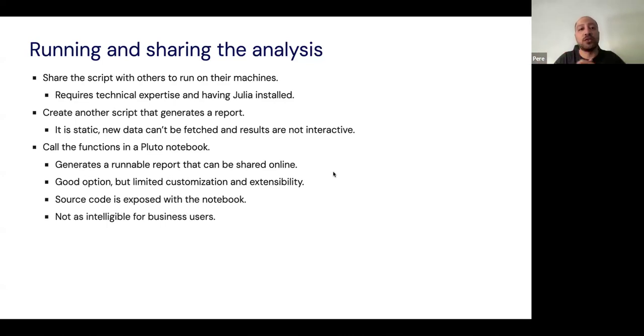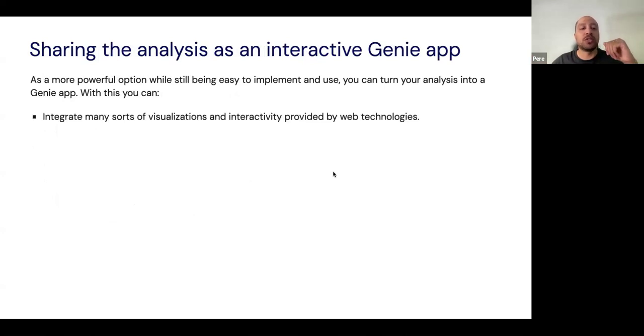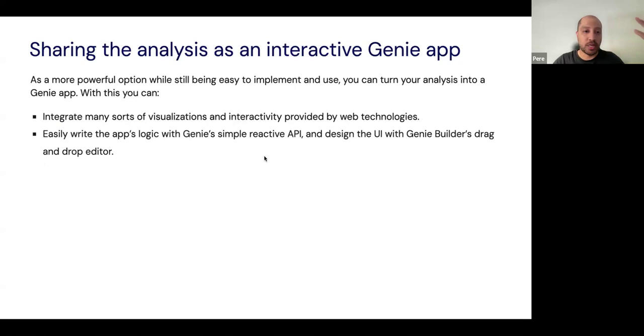So as an alternative to these approaches, we could instead turn our data analysis code into a Genie app. That is, take our data analysis script and build a Genie app on top of it. This would be a more powerful option, which will allow us to integrate many sorts of visualizations and interactivity since we will be building on top of web technologies. Moreover, we could easily build the backend logic with Genie's simple reactive API and build the UI visually with Genie Builder.